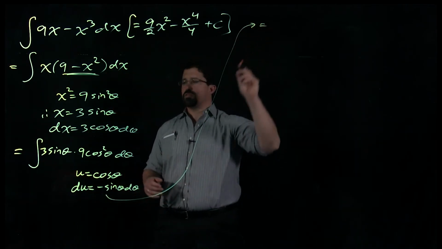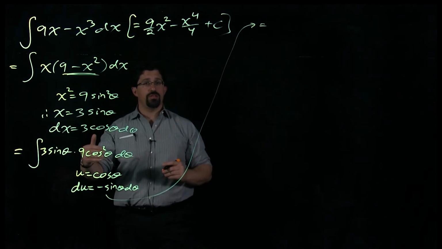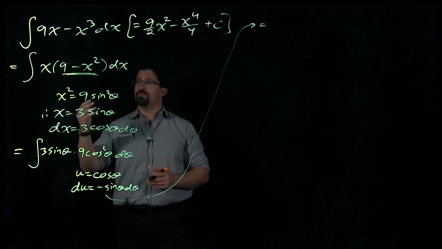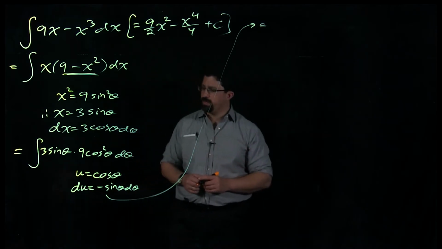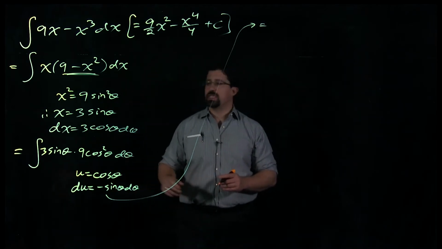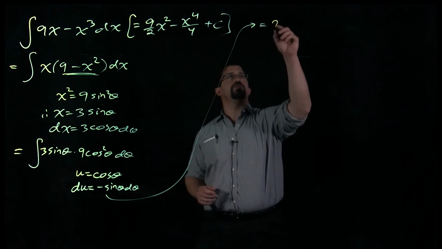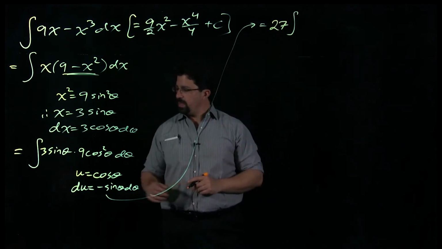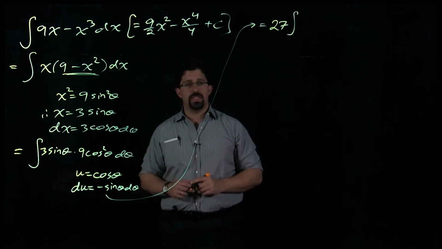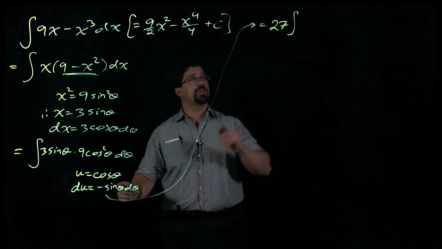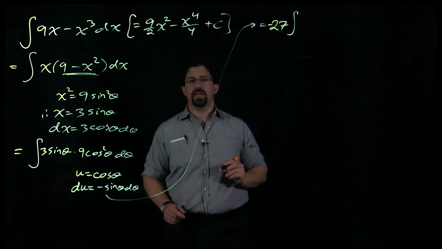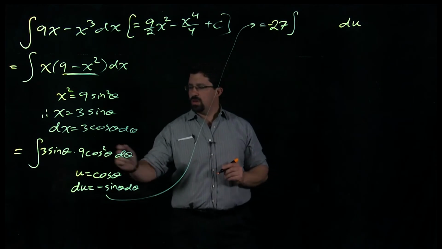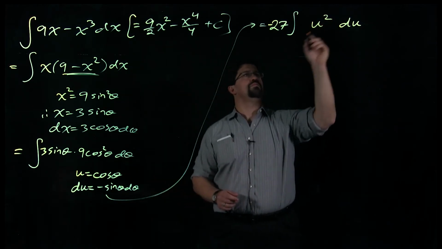And obviously these substitutions are undoing each other in some way. That's fine. This is just because we are going through it in very much the longest way possible. So when we take this over here, 3 times 9 is going to give us 27, which we can take out of the integral sign. Sine theta d theta becomes du, give or take a minus sign. So let's put that over here, and we'll have du. And then cos squared is just going to be u squared.